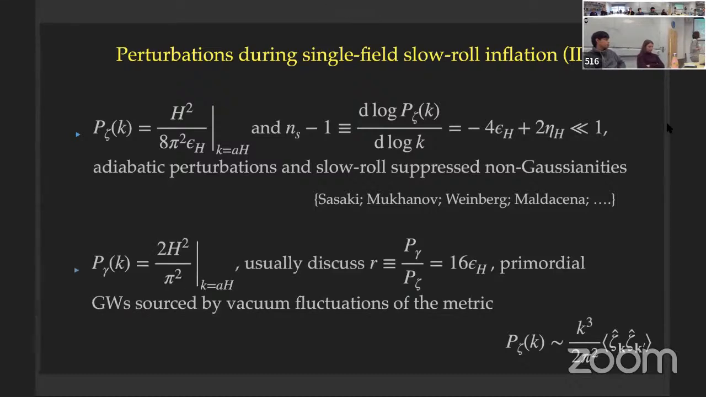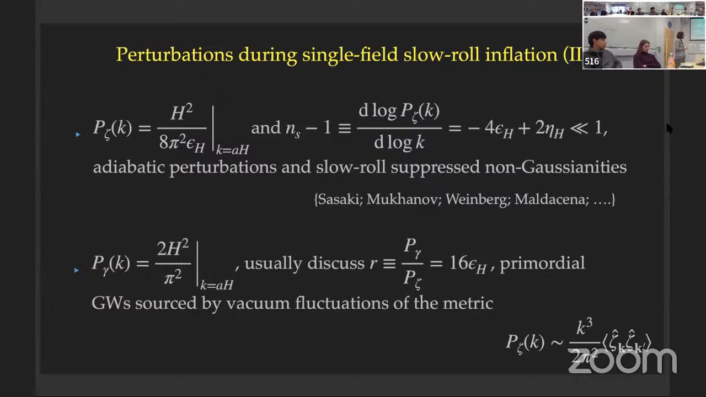You can then do the same and look at the tensor perturbations. You can calculate the tensor power spectrum, but usually we do not discuss just the tensor power spectrum, but rather construct the tensor-to-scalar ratio. This is the ratio between the amplitude of tensor perturbations with respect to scalar perturbations. In single-field slow-roll inflation, this is given again in terms of the slow-roll parameter epsilon H.